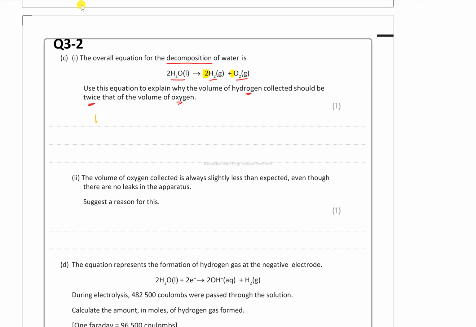So hydrogen produces 2 moles of gas, whilst oxygen produces 1 mole of gas.